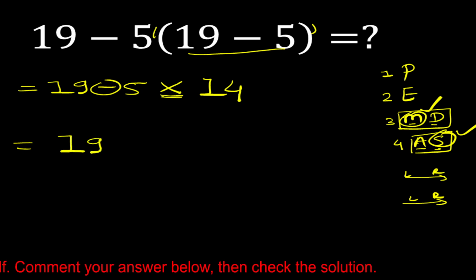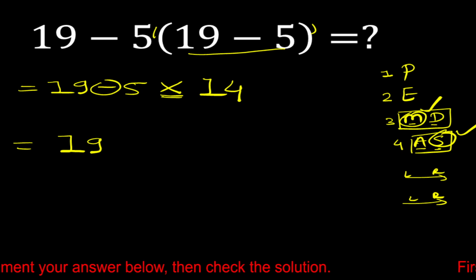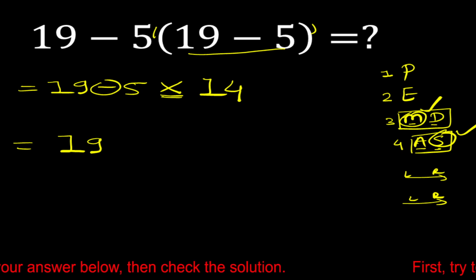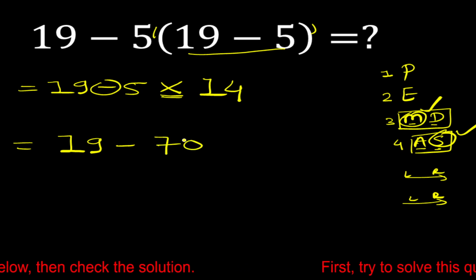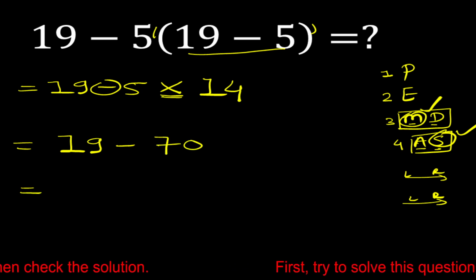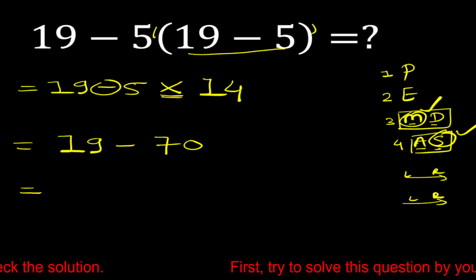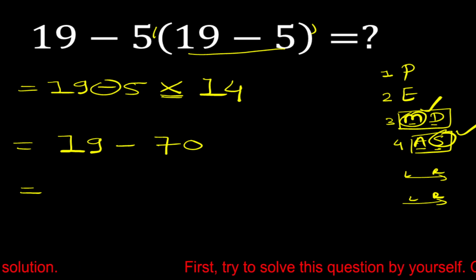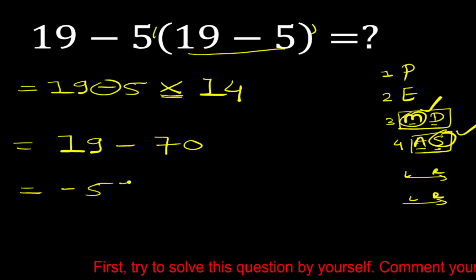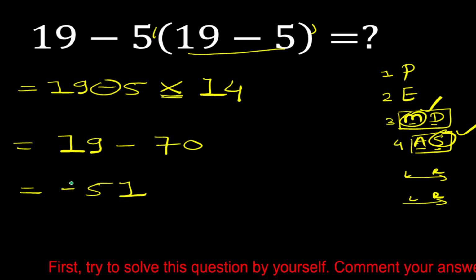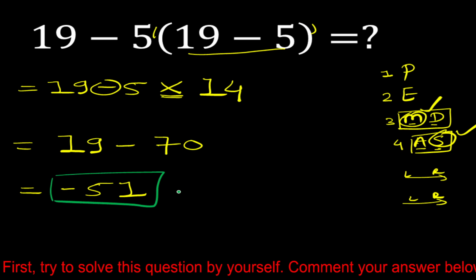Now 5 multiply 14. Okay. So 5 multiply 14 is equal to 70. So minus 70. Now 19 minus 70. So 19 minus 70 is equal to minus 51. Okay, so the correct answer is minus 51.